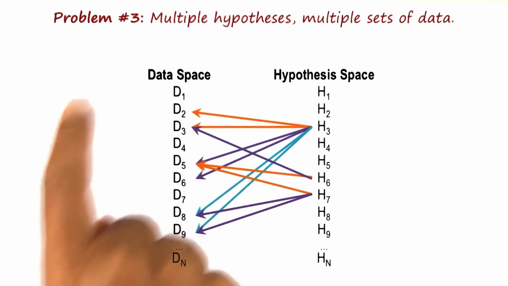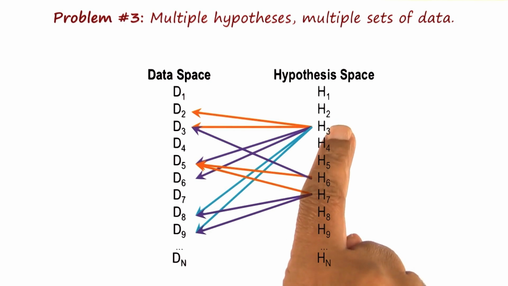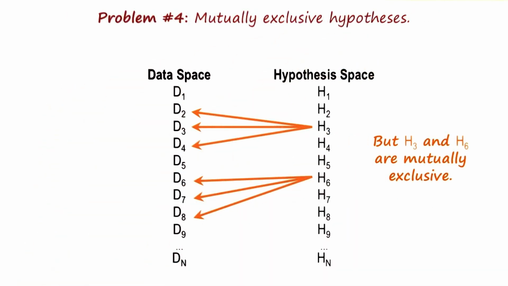Of course, both of the first two factors may be present at the same time. That is, one hypothesis may explain multiple data items, and multiple hypotheses may explain the same data item. So in general, this is an M to N mapping, multiple hypotheses, multiple sets of data. And of course, this immediately makes the diagnostic task harder. The fourth factor that makes the diagnostic task hard is that these hypotheses can interact with each other.